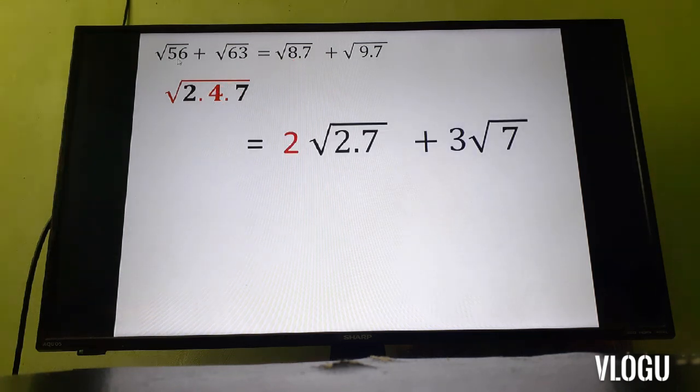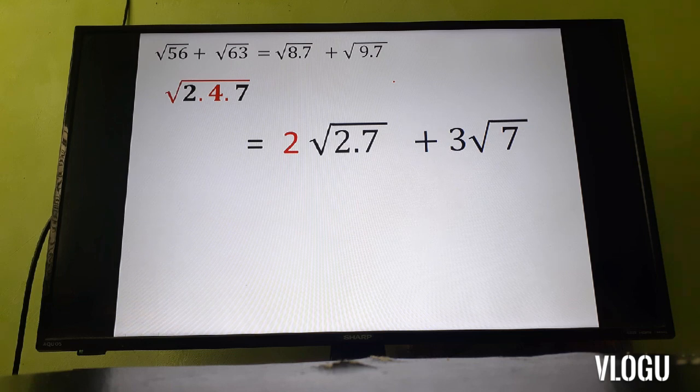So, yung possible simplest factor ng 56 ay 2 times 4 times 7, that is equals to 56. Kaso, yung 63 ay halos wala na. So, we have only the possible factors of 63 is 3 times 3 times 7. So, pwede rin naman.